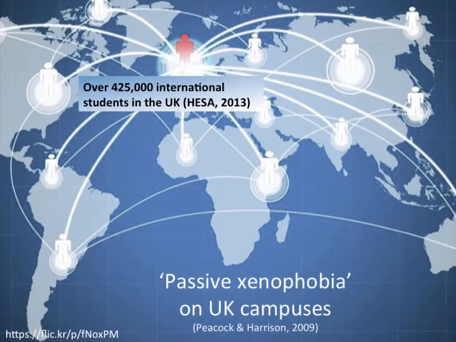Now, that's not to say that the social transition has been easy for international students. In fact, in the UK, it's been noted that there is a culture of passive xenophobia towards international students from host national students. It's also well documented that many international students face difficulties in making connections with host national peers, and that their friendship circles tend to be homogeneous, comprised of mostly students from the same country, culture, or religion. And this diminishes that potential for cross-cultural collaboration and exchange.